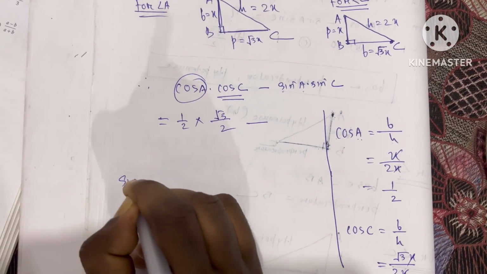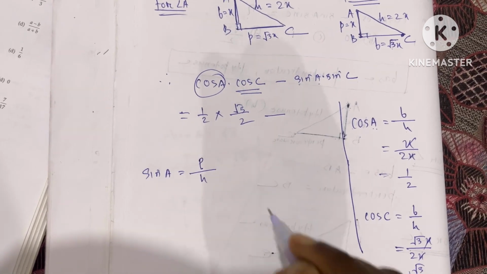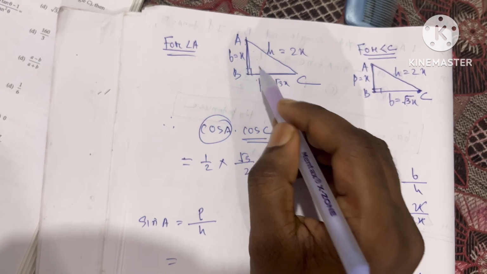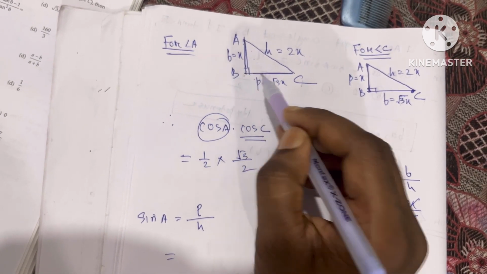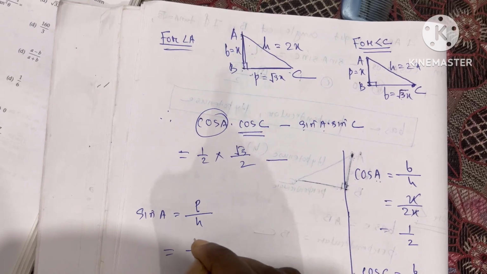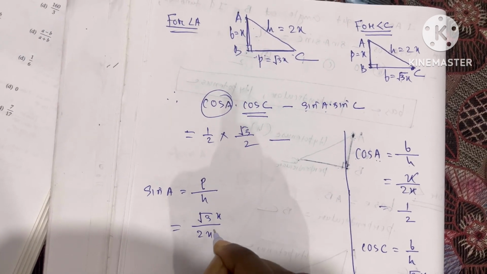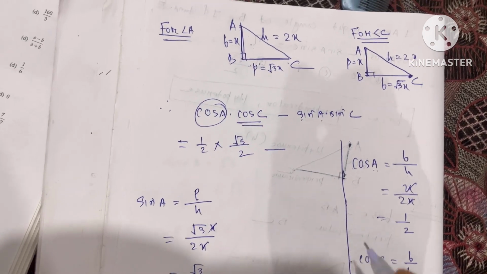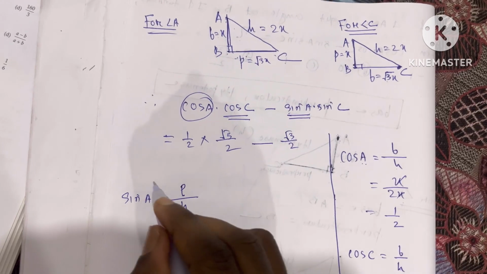Same, we can find the value of sin A. Sin A means perpendicular by hypotenuse. So for angle A, you have to consider this triangle. So for A, this is base and this is p. Therefore the value of p is root over 3x divided by h, which means 2x. So x's cancel, which equals root over 3 by 2. So in place of sin A, I can write root over 3 by 2.